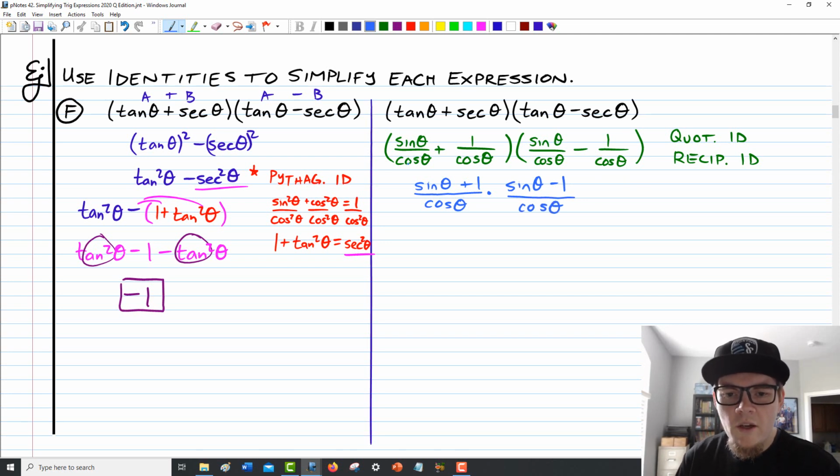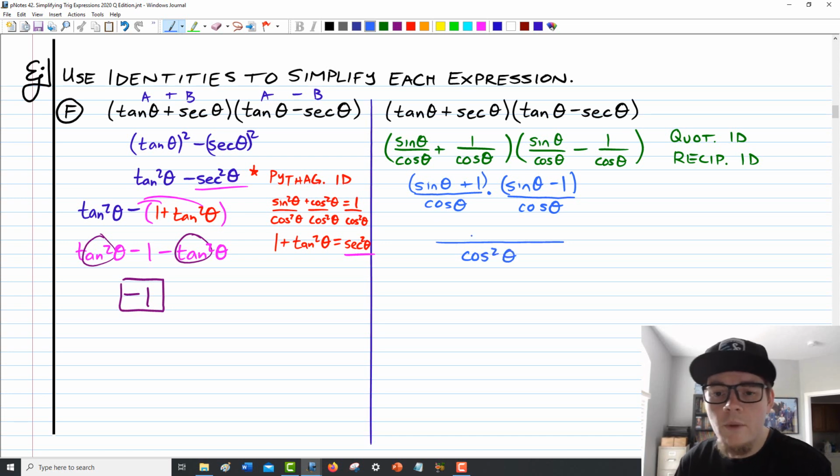Now when I look at this, what I notice is now in my numerator, I've got a difference of squares again. Nothing's really changed there. And in my denominator, I've got cosine times cosine. I can resolve that into a single expression. This will be cosine squared of theta in the denominator because we have two cosines. In my numerator, I'm going to have sine squared of theta minus 1.